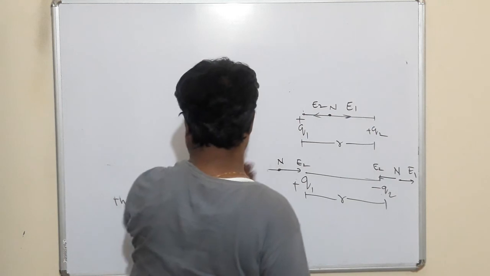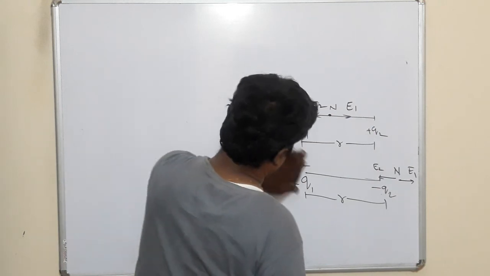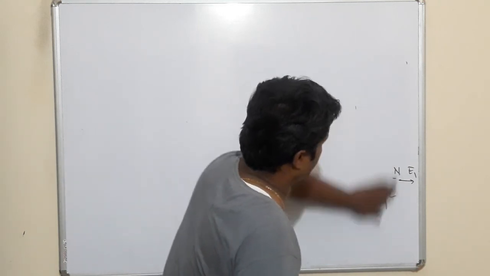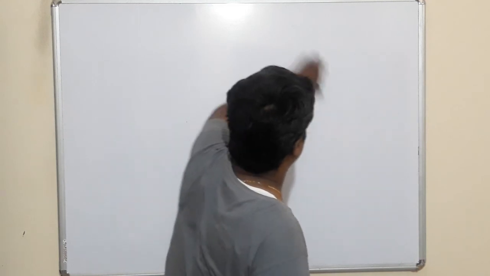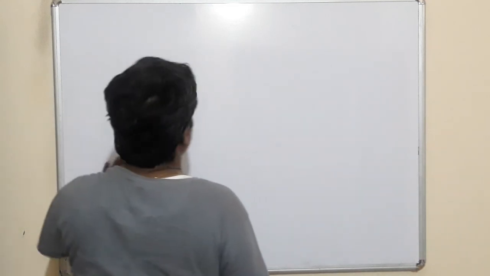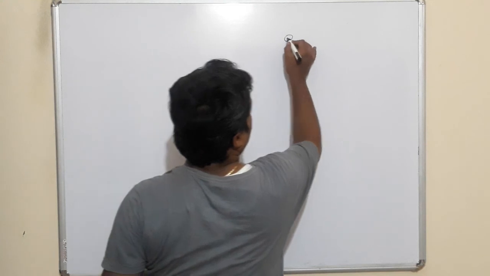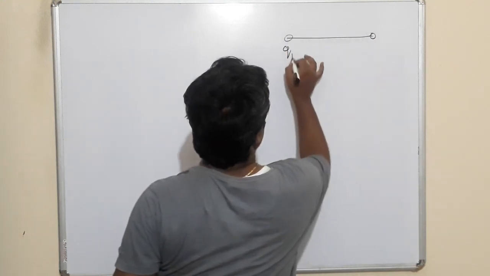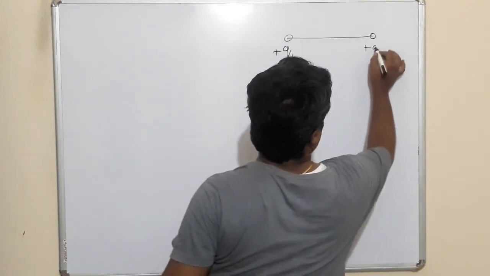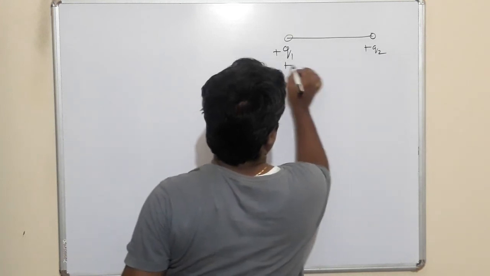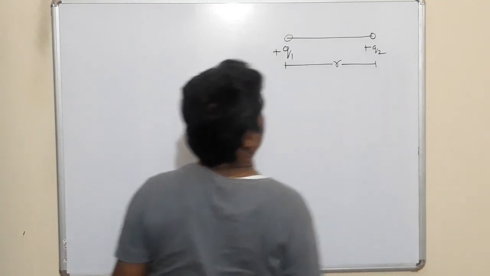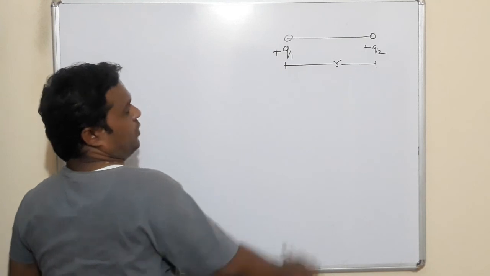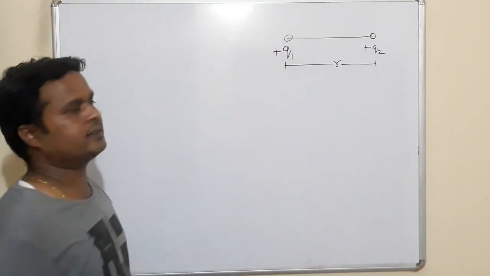First we will try to calculate it for a system of two like charges. Then the same theory you can apply to a system of three unlike charges also. This is Q1, plus Q1. This is plus Q2. Let us say this distance is R. Neutral point exists in between the charges.